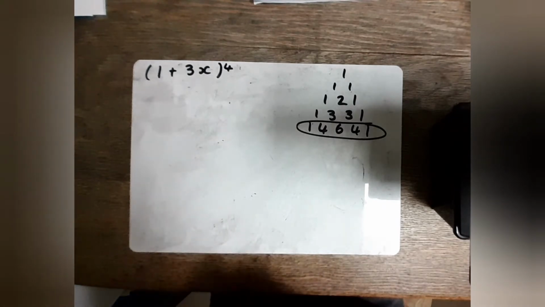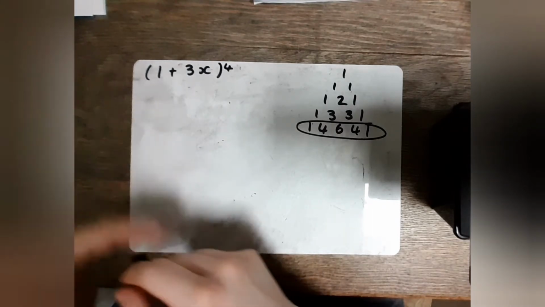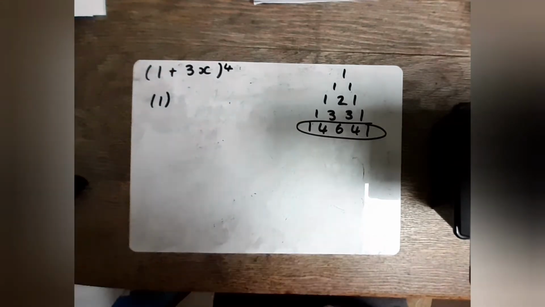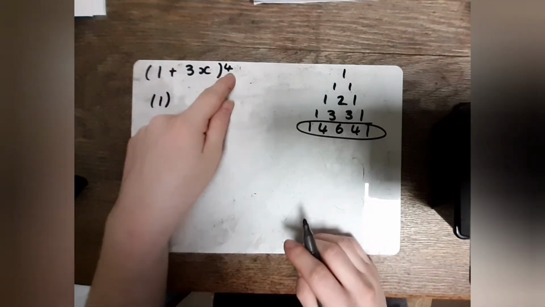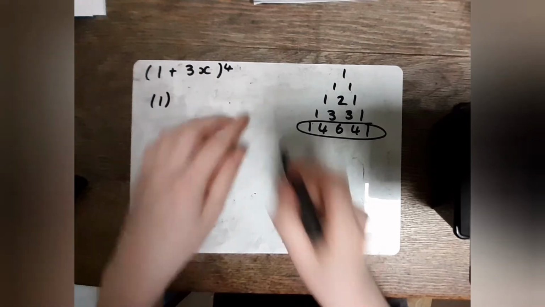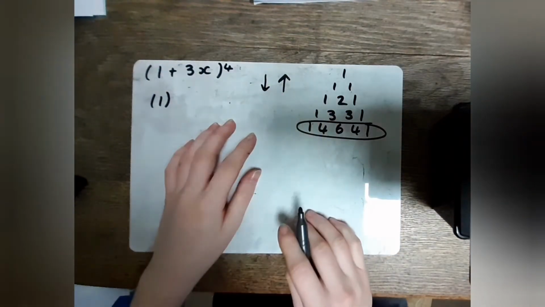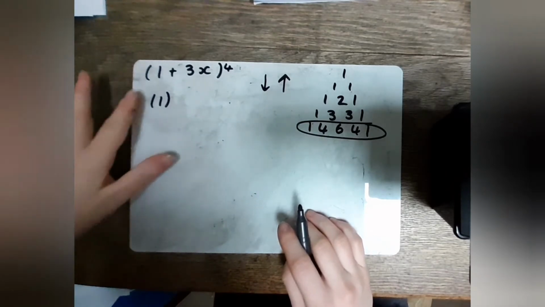So the power for the first term that we're using will be 1, so I'll go ahead and put that in a bracket. And for this power of 4, we're going to be going down on the first term and up on the second one. So I'm going to go right there to remind me. So I'll try and explain that.